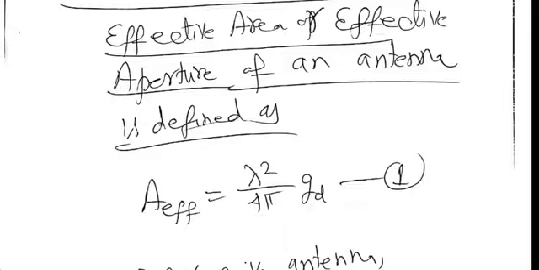If you know the directive gain of an antenna, simply multiply it by lambda square by 4 pi to get the effective area. For an isotropic antenna, directive gain is 1, not in dB, actual value. So effective area will be simply lambda square divided by 4 pi.